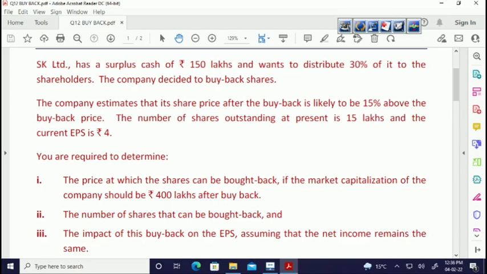Company estimates the share price after buyback will be 15% above the buyback price. Now this is very difficult to say. We are thankful that they have mentioned whatever price you buy back, say X, the price after buyback will be 15% higher, 1.15x. Number of shares outstanding at present is 15 lakhs and EPS is 4. So PAT is 60 lakhs. Calculate the price at which shares can be bought back if the market cap of the company should be 400 lakhs after the buyback. So many times we have done it in class.